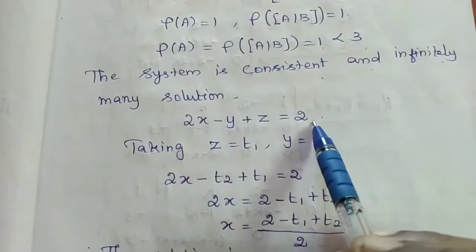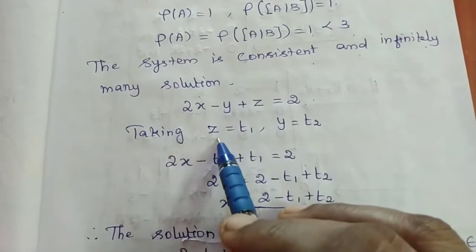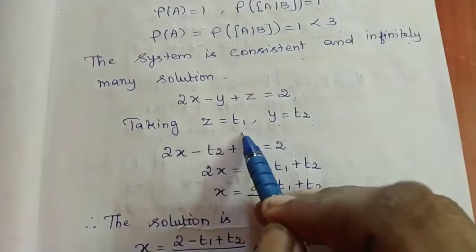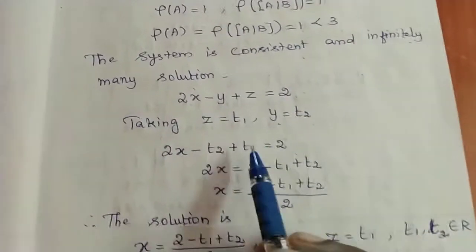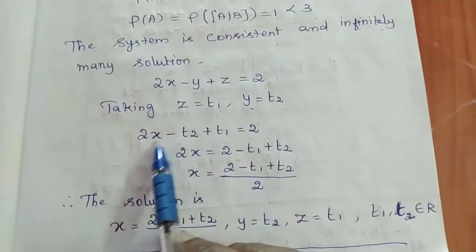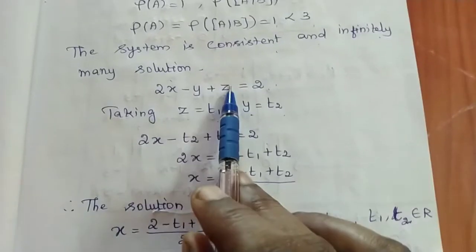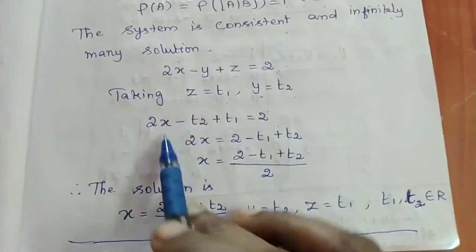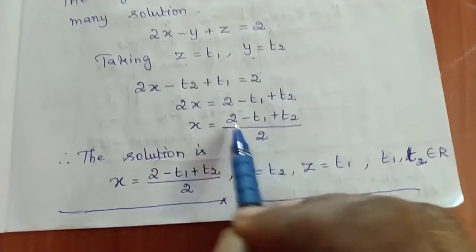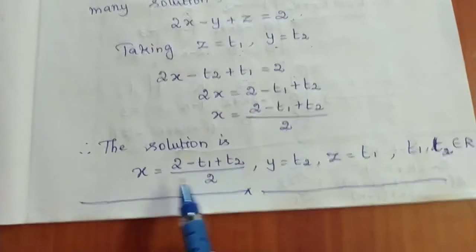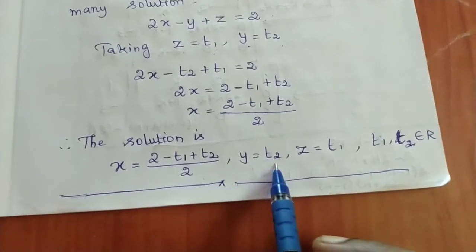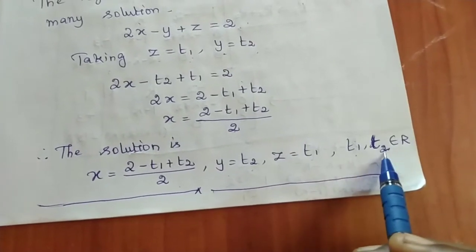Here only one equation is there. Taking z equal to t1, y equal to t2. Then 2x minus y plus z equals 2 gives 2x equals minus t1 plus t2 plus 2, so x equals 2 minus t1 plus t2 divided by 2. The solution is x equals (2 minus t1 plus t2) divided by 2, y equals t2, z equals t1, where t1, t2 belong to R.